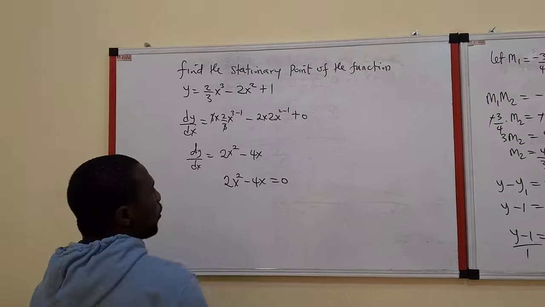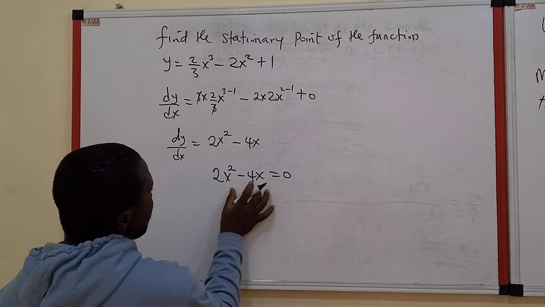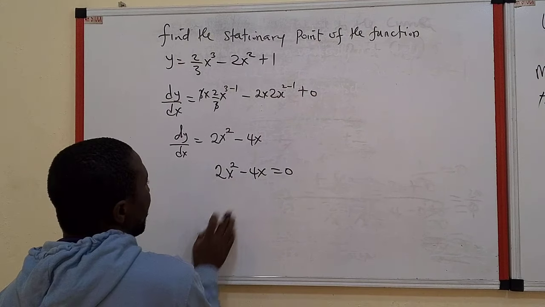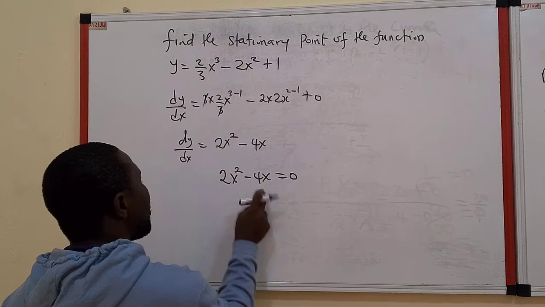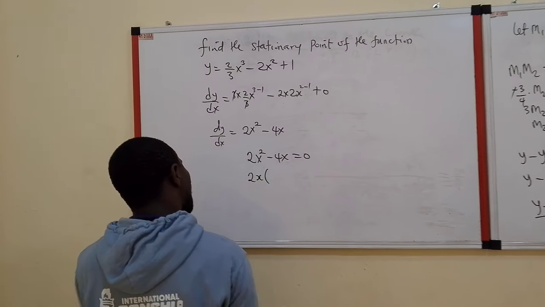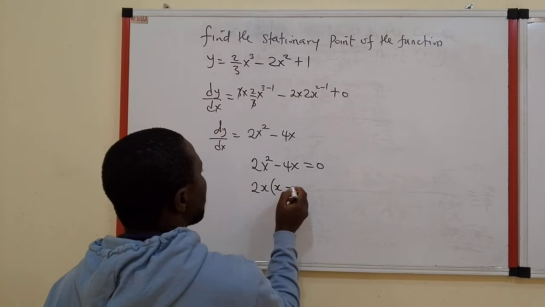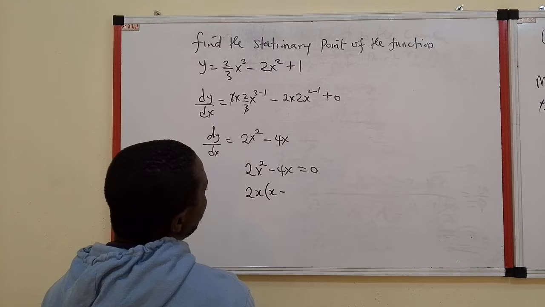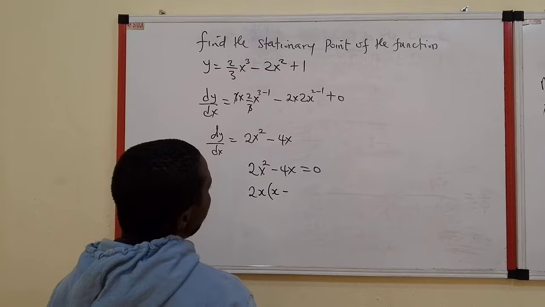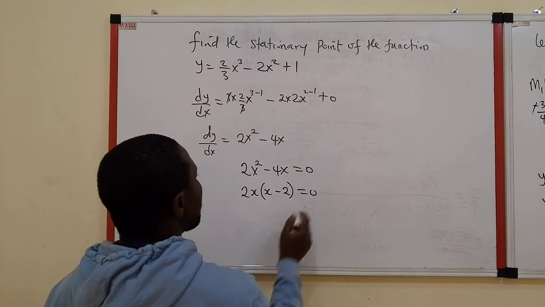Then you look for the value of x. Let's factorize. What's common between 2x squared and 4x? It is 2x. 2x squared divided by 2x is x. 4x divided by 2x is 2, equals 0.